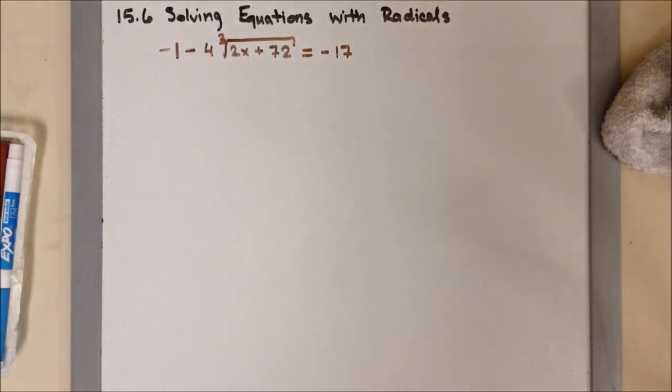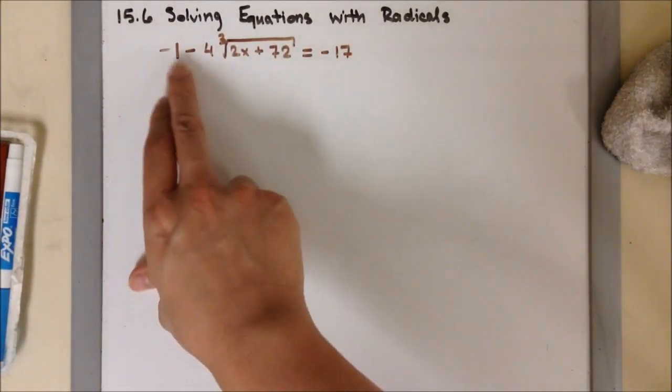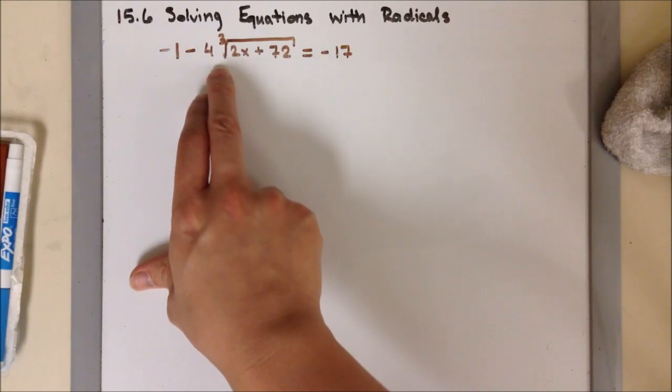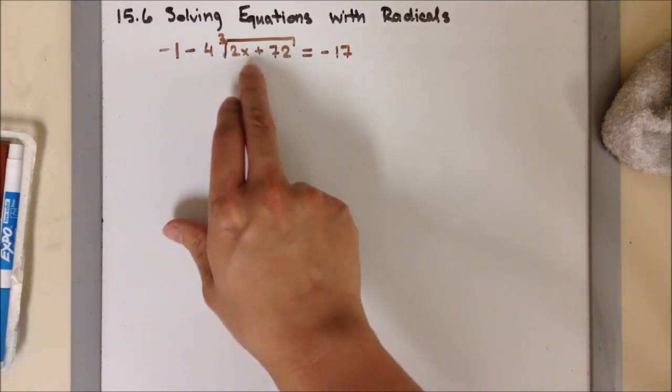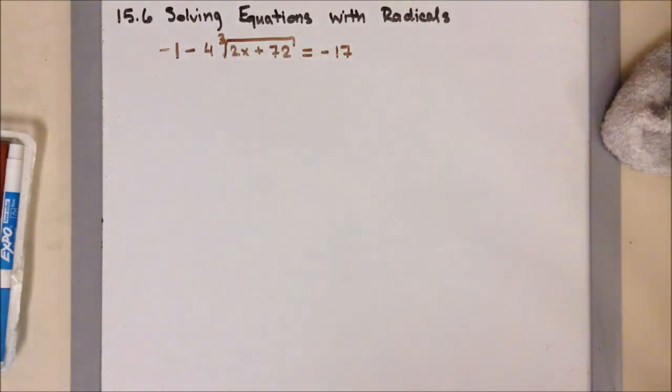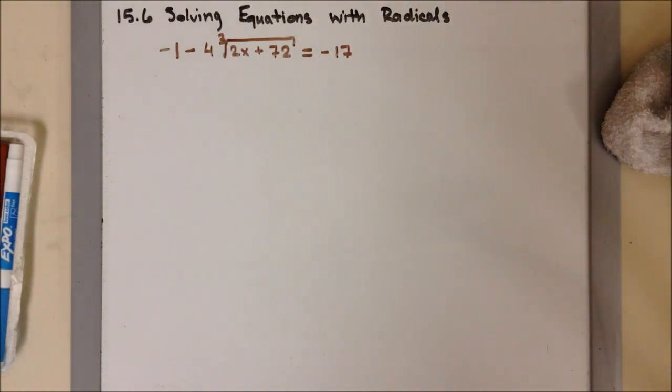Now in this part, we have -1 minus 4 times the cube root, or the third root, of 2x plus 72 equals -17. So we're going to be working with a different radical, in this case the cube root or third root. And I have mentioned before, when we're working with a different exponent, a different radical, then when we're raising it to a different exponent, we're going to be having different numbers.